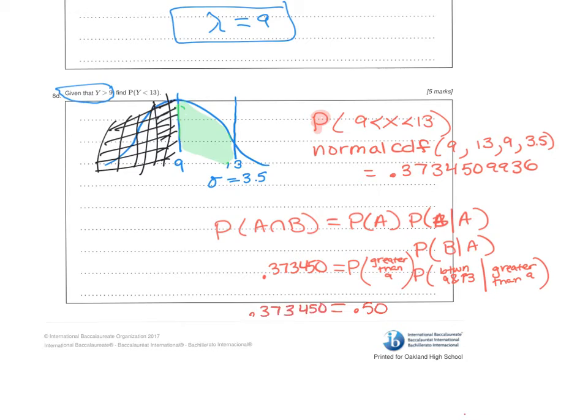So now we have 50%, or 0.5, equals 0.373450, times the probability of B given A, which is what we're trying to solve for. So we're just going to divide both sides by 0.5, and that gives our final answer, which gives us 0.747.